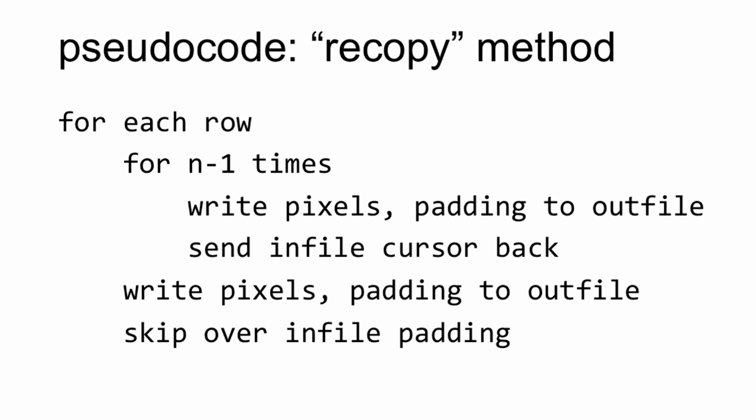Now we come to the recopy method. In the recopy method, the in-file cursor starts at the beginning of a row. Then for n-1 times, we'll want to write the pixels scaling horizontally to the outfile and adding the padding to the outfile as necessary. Then, once we've written that, we'll send the in-file cursor back to the beginning of the row and repeat that process. After we've done that n-1 times, then we'll write the pixels once more, scaling horizontally, adding padding to the outfile. Only then will we skip over the in-file padding, bringing us to the next row, ready to repeat the process.